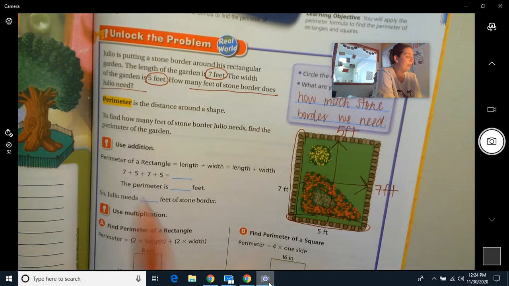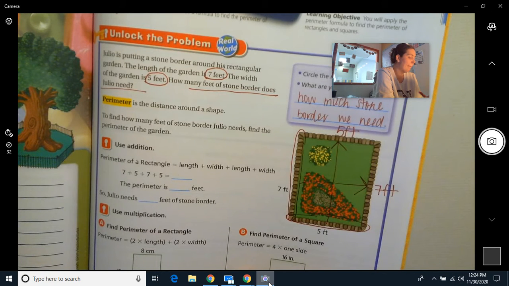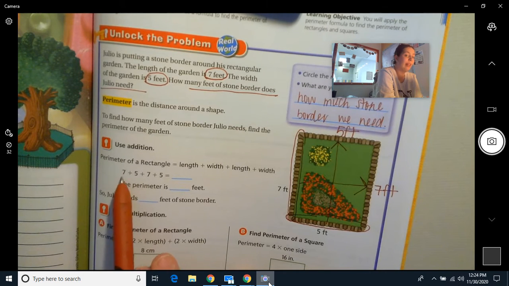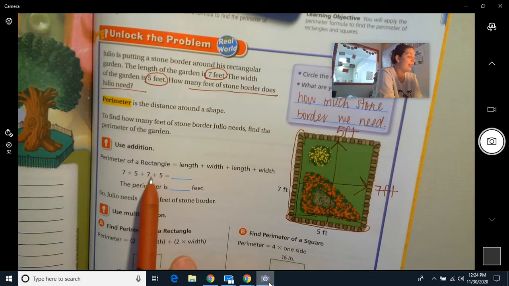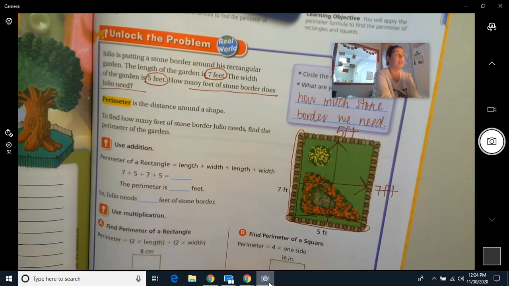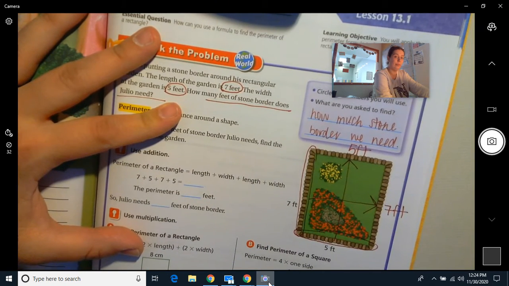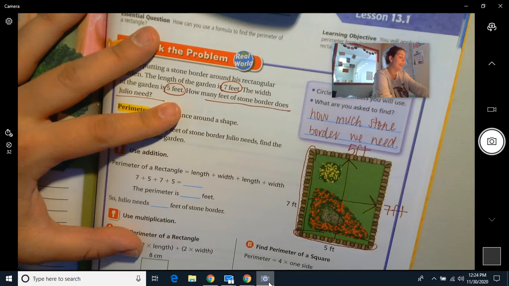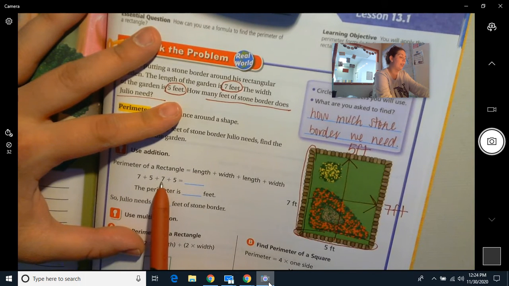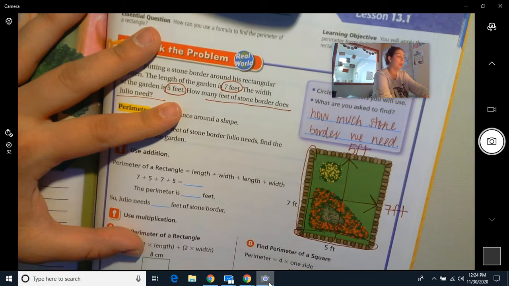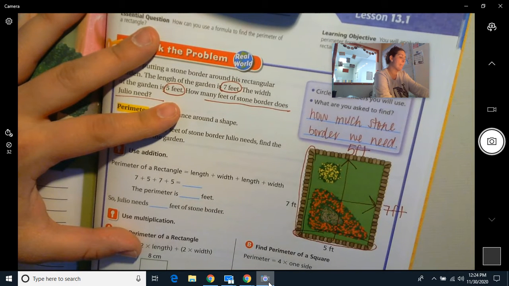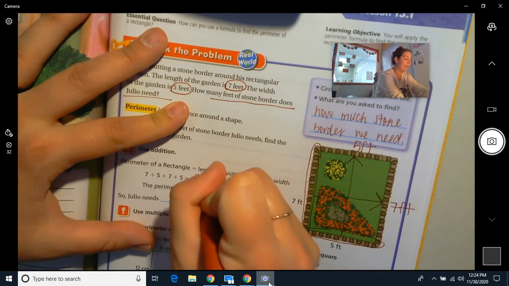So, Axel, what's 7 plus 5? 7 plus 5 is 12. Carter, I need you to add 7 more to 12. Can you do that for me? 7 more to 12. 19. Yes, 19. And then, Eric, I need you to take 19 plus 5 more. 24. Good job. Thank you, boys.